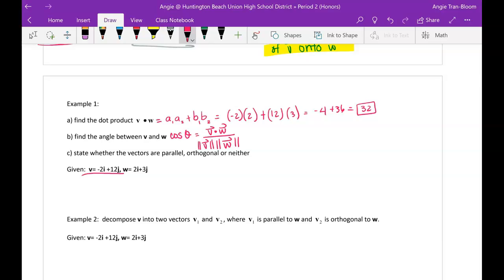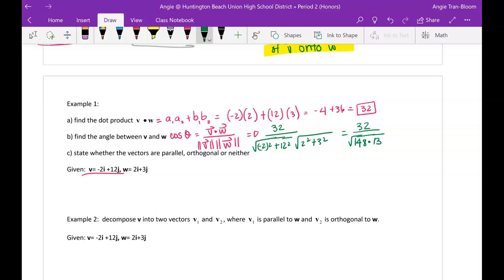So the dot product, we found it already at 32. The magnitude, I need to do it by hand. So here we go. Square root of V, so that's going to be negative 2 squared plus 12 squared, times the magnitude of w, which is 2 squared plus 3 squared. This is now 32 equals 2 squared is 4, 12 squared is 144, that's 148, times 2 squared is 4 plus 9, that's 13.